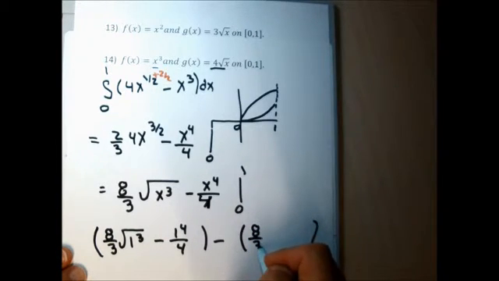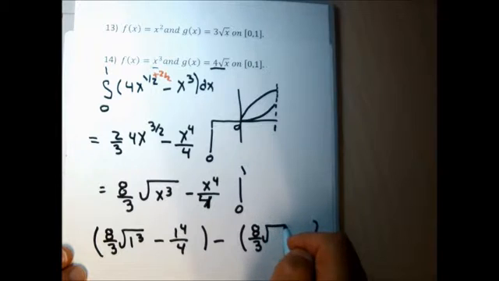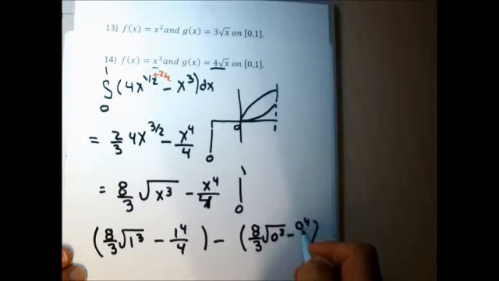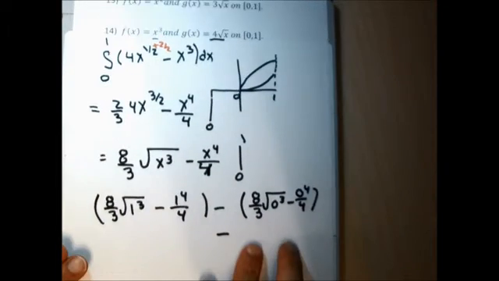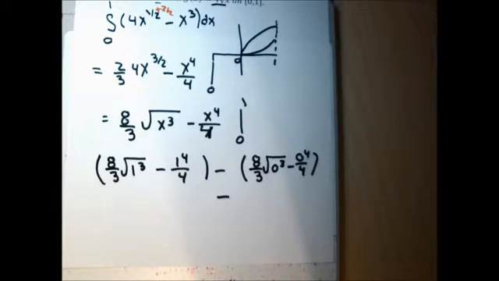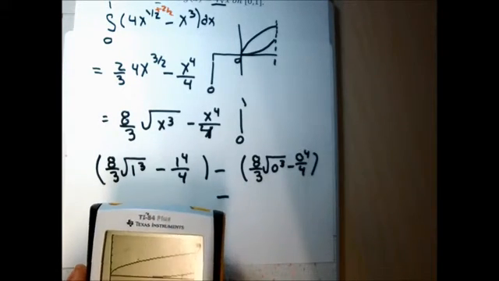Second parentheses, I'm going to go 8/3 times the square root of 0 cubed minus 0 to the 4th over 4. I'm going to get two values. I think that one's going to be 0. And the two values I'm going to get using my calculator on the main screen. So second quit.